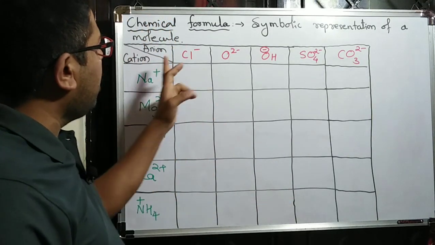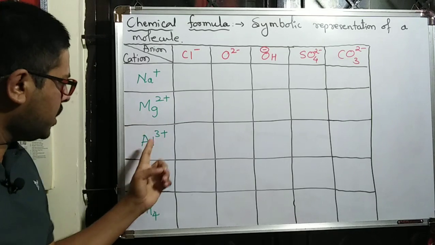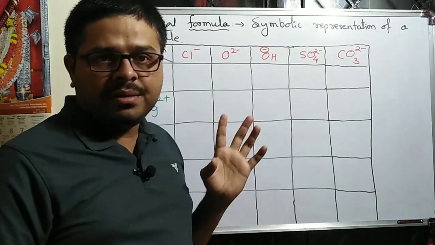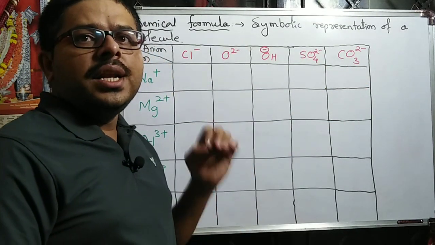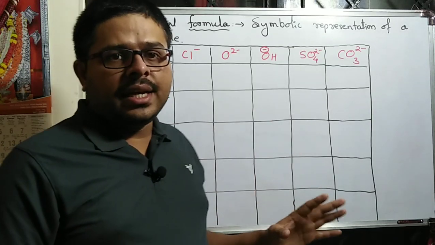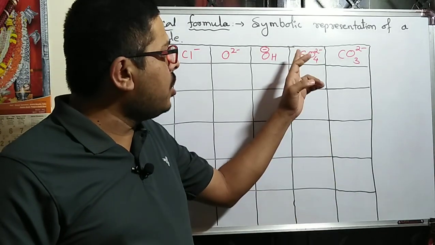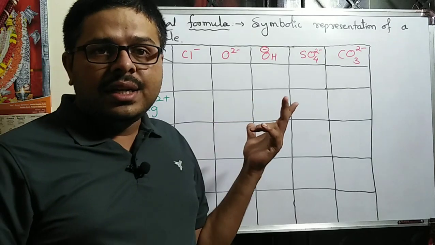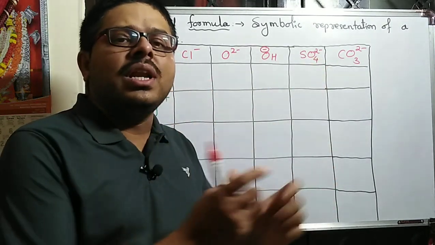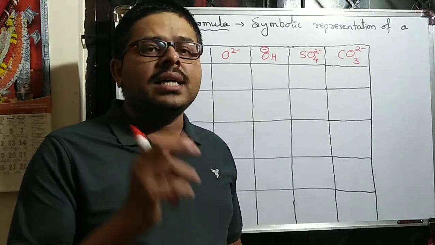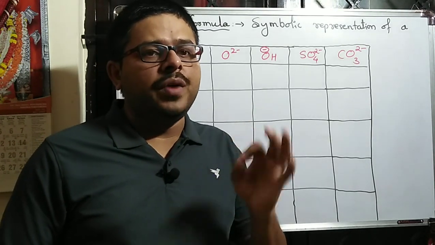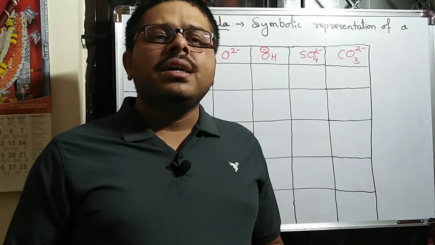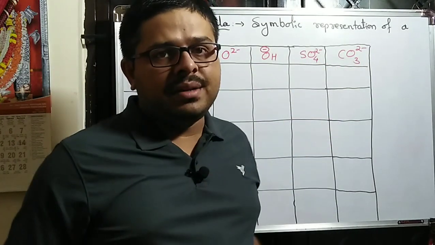See, in the last class I have given all these ions: sodium, magnesium, aluminum, calcium, ammonium, chloride ion, oxide, hydroxide, sulfate, carbonate. I explained all these ions with their names in the last video. Why do we call them hydroxide, sulfate, carbonate, oxide or chloride? Why you have to call all these by the particular name? All these things we have explained in the last video. Please go through that particular video.